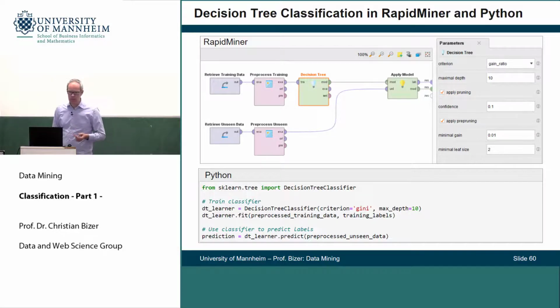In Python, we can do the same. Here it's a DecisionTreeClassifier, that's a class. We can set the parameter criterion to Gini, for example. We can restrict the depth of the trees. Again, we use the fit function to learn our decision tree, and then we use the predict function to classify unseen instances using this decision tree.